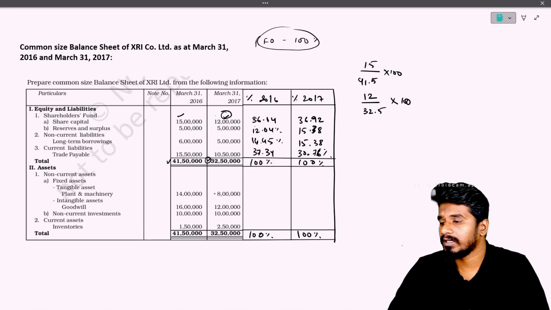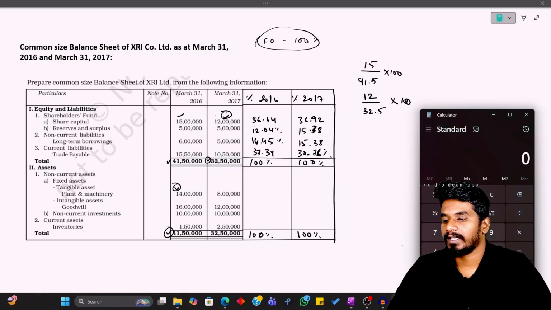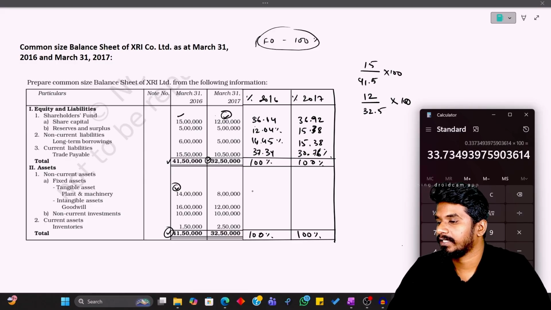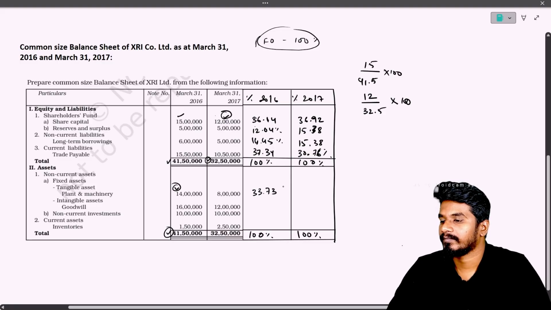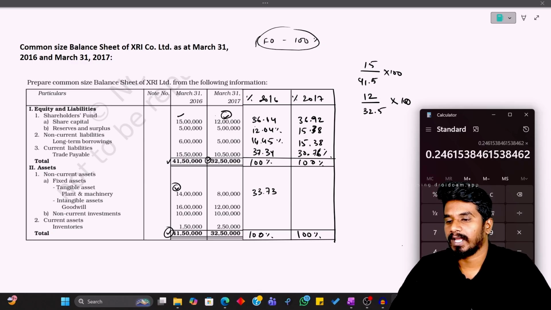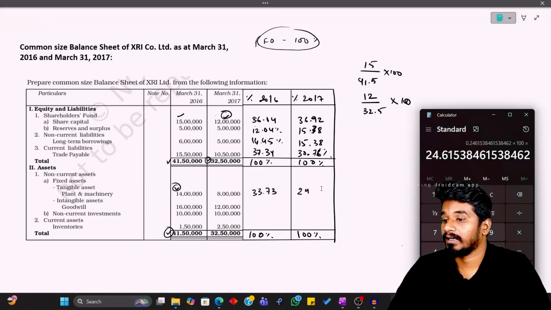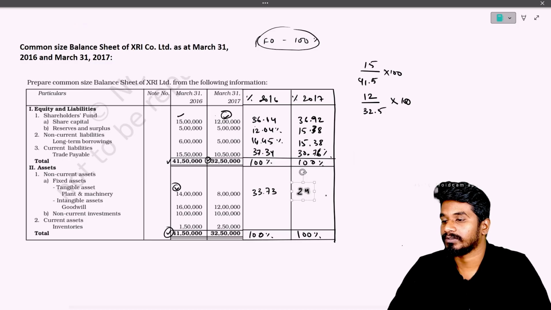There are no changes at all. What is the amount given? 14 lakhs divided by 41.5 into 100 is 33.73 percent. Again for 2017, 8 lakhs divided by 32.5 lakh into 100. If you're getting bored, kindly finish it off quickly, no issues.